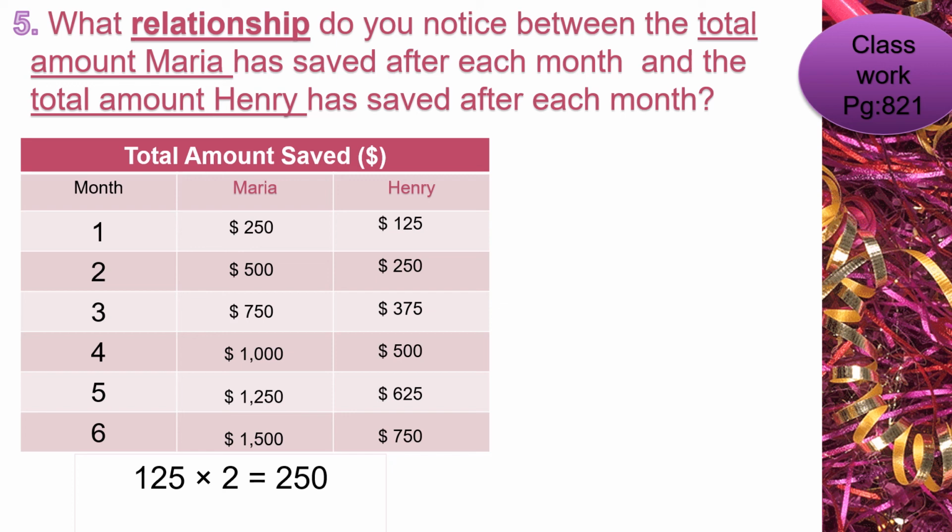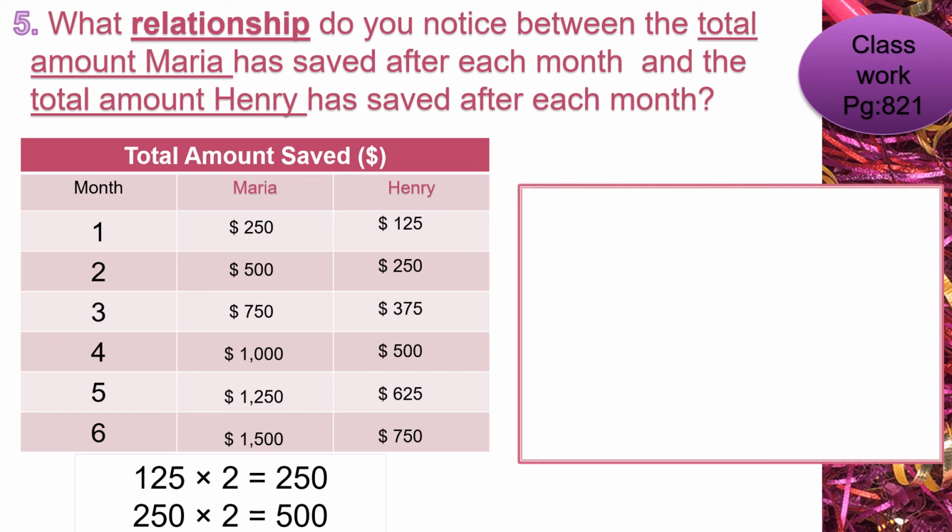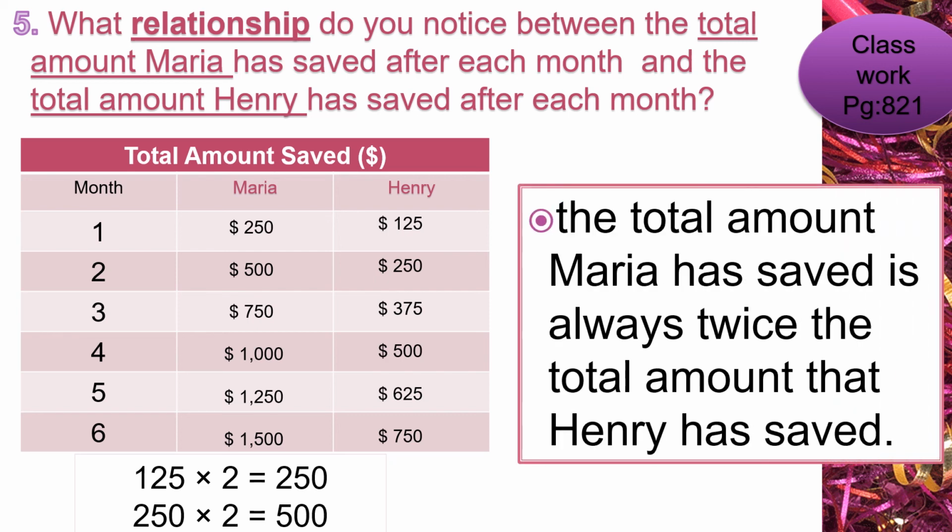Let's check one more value. If I see 250 times 2, yes, it's 500. So I can say that Maria saves 2 times the amount Henry saved.